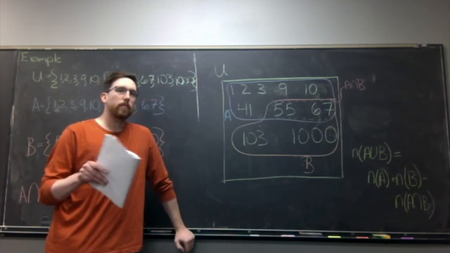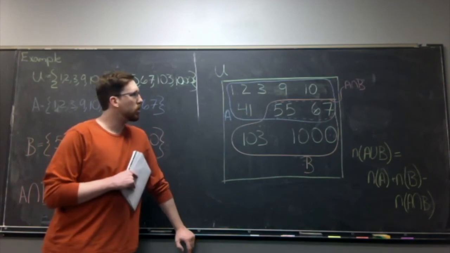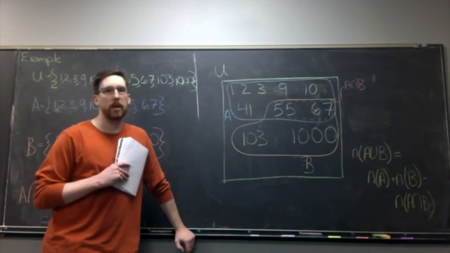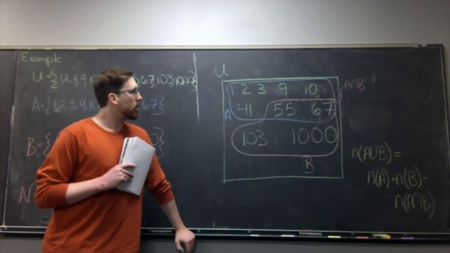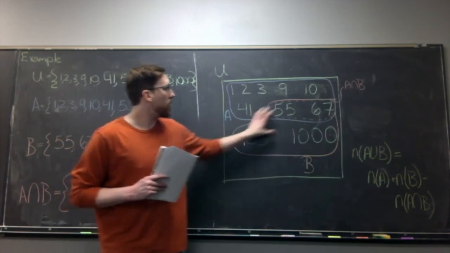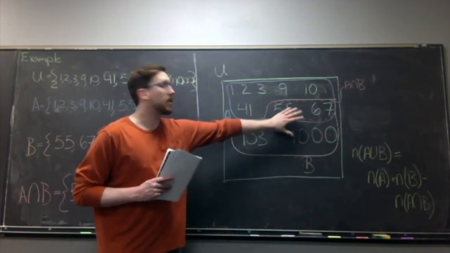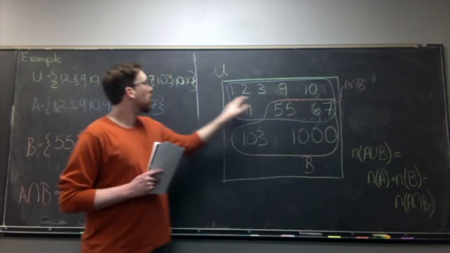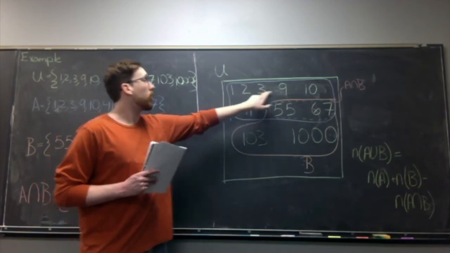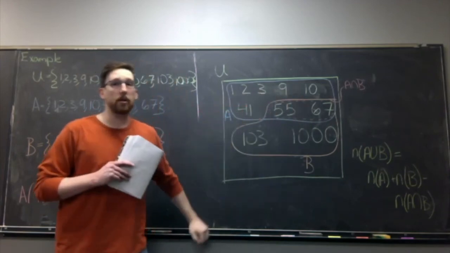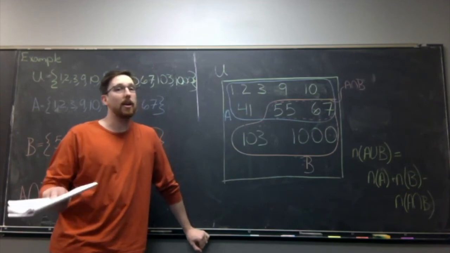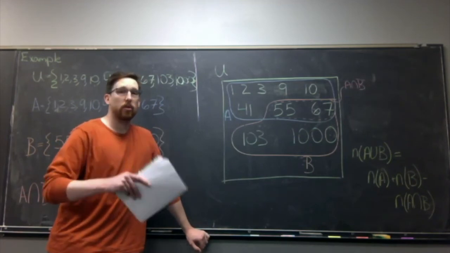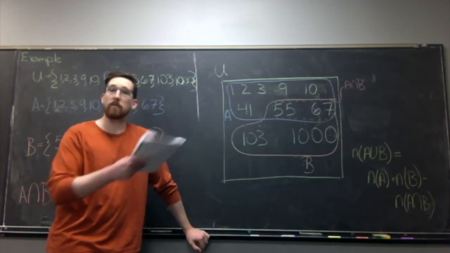Now I want to make a couple observations here. First, let's say I wanted to take the complement of B. The complement of B would be everything in the universal set that's not in B. So the complement of B in this case would just be 1, 2, 3, 9, 10, 41. Now this isn't exactly A, but it's pretty close to A, right? It's A with whatever's in that intersection removed. In this case, what's in the intersection would be 55 and 67.